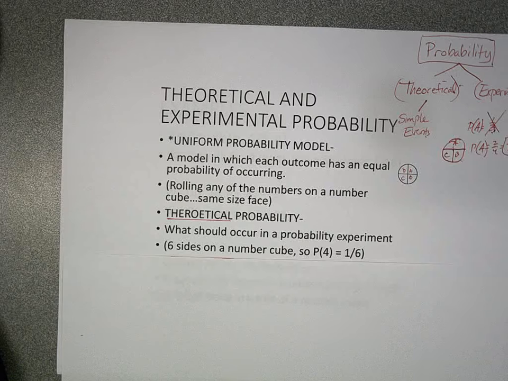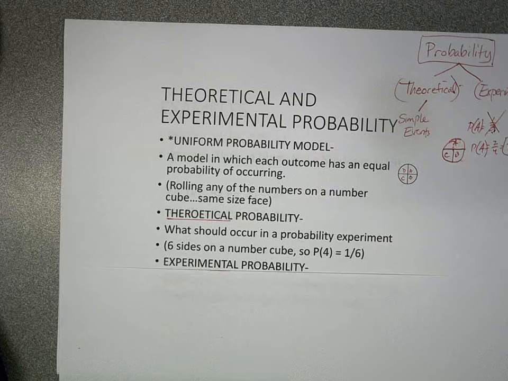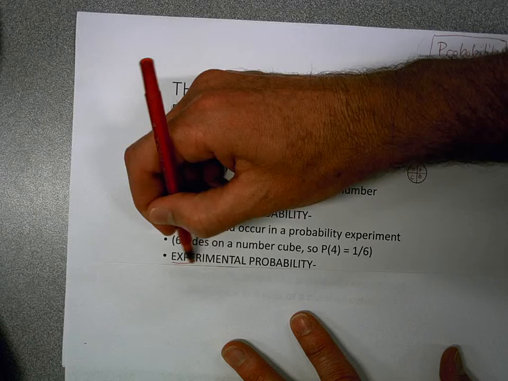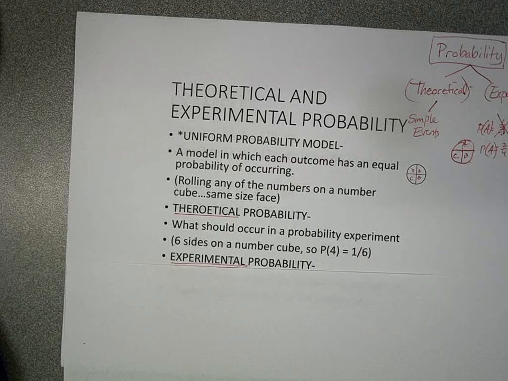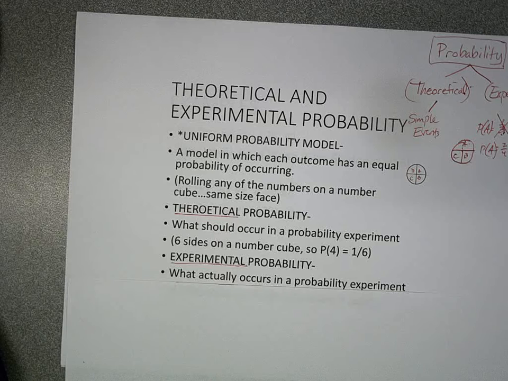Now, in contrast with theoretical probability, the other one is experimental probability. Everyone? Experimental probability. That one's an easy one. What's the root word to experimental? Experiment. Yeah, experiment, right? You're in science class, you do an experiment. It's actually the action, the actual doing. Well, that's actually what this is. So experimental probability is what actually occurs in a probability experiment. Not what should occur mathematically, but you actually do the experiment and what is actually occurring, what actually comes up.